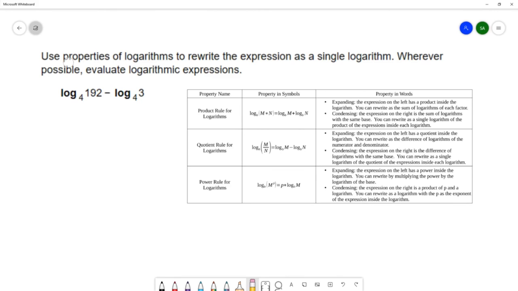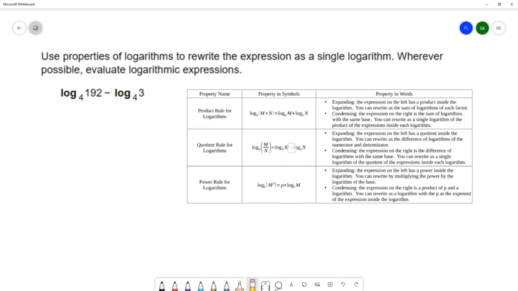On this question, we want to use the properties of logarithms to rewrite the expression as a single logarithm. Whenever possible, evaluate the logarithmic expressions. The expression we're working with is log base 4 of 192 minus log base 4 of 3. So first we want to write the expression as a single logarithm using the properties of logarithms that you see listed down here.